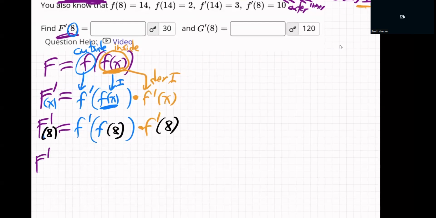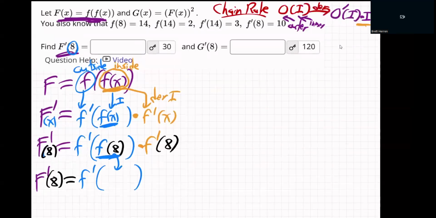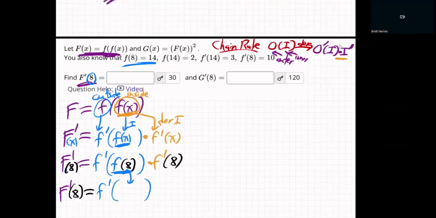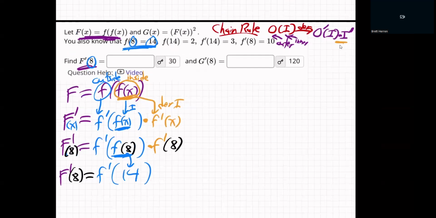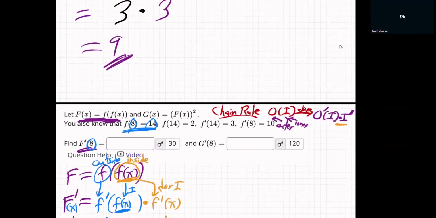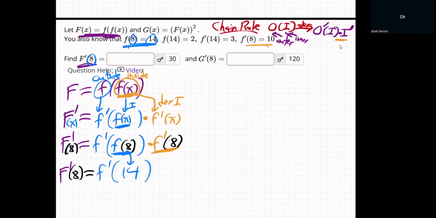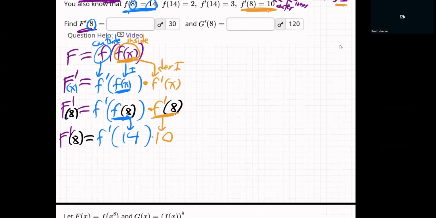Next line, this is capital F prime of 8, and it's equal to little f prime of... now, what's little f of 8? That's going to go right here. What's little f with 8 plugged in? 14, it says right there. Remember, f is a function. You plug in 8, out comes 14. Now, what's f prime of 8? That's a little different than little f of 8. Little f prime of 8 is right here. Little f prime of 8 is 10. This becomes 10 times 10.